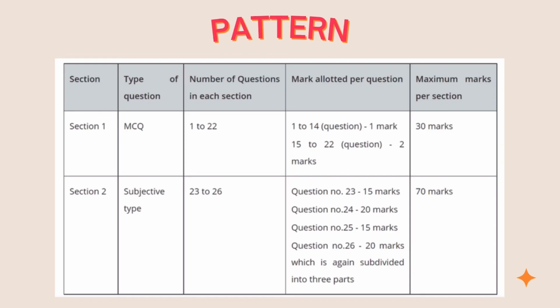So now talking about the pattern for NID prelims. There are 2 sections in this exam. The first is MCQ section and the second is subjective type. The MCQ section has total 22 questions of 30 marks, and the subjective type has 4 questions which have different marking scheme for each question, and it is of 70 marks.